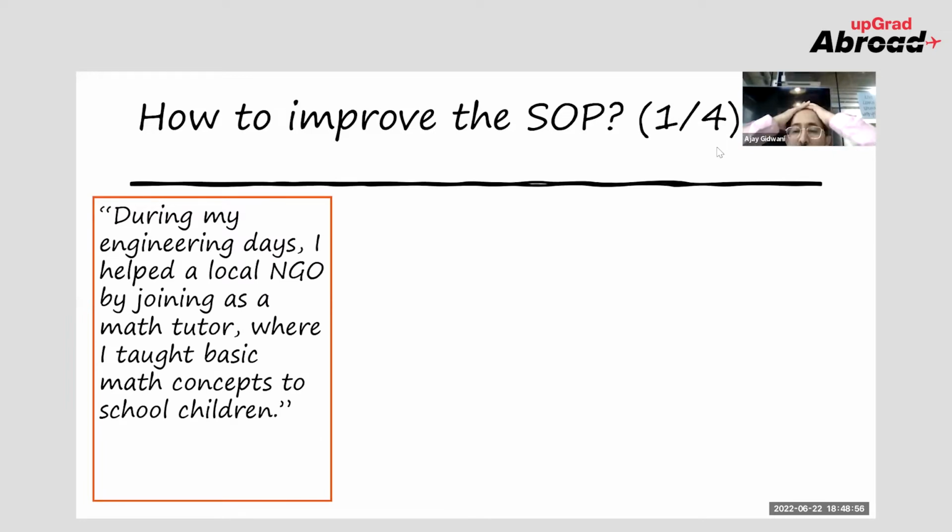Right now, this is what I'm talking about, my experience. Now many of you must have done some experience in some NGO, right? So how do you write? Generally the students write, during my engineering days I helped a local NGO by joining as a maths tutor, where I taught basic maths concepts to school children, right? So this states that you have worked somewhere in an NGO and you have helped children with their studies, but it is not a complete information.